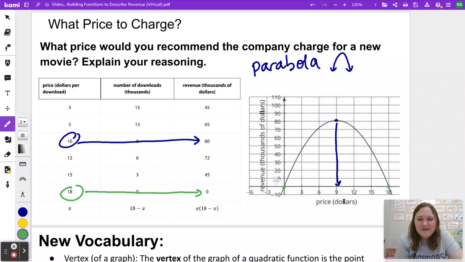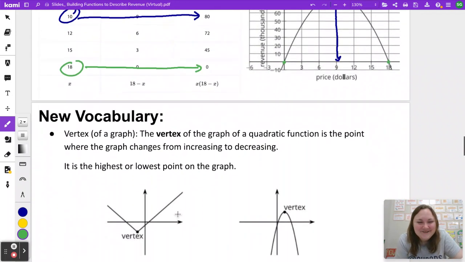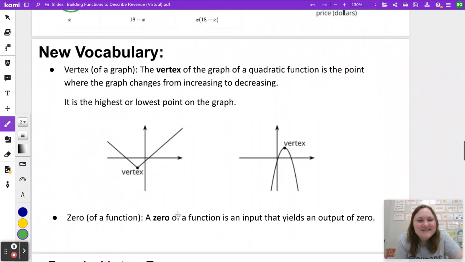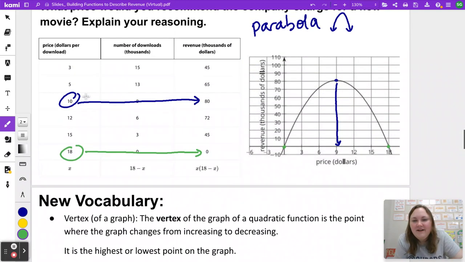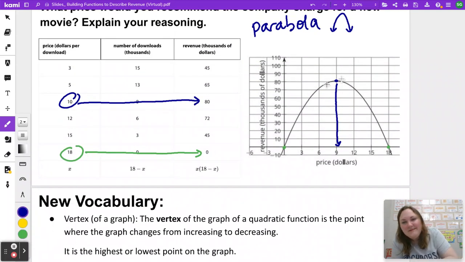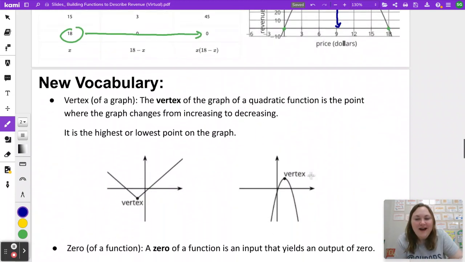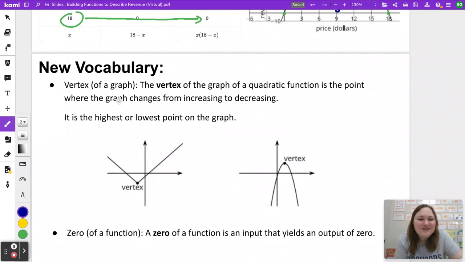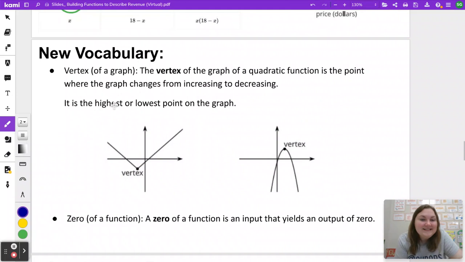These 3 points that we have marked on the graph are really important when you're trying to understand graphs of quadratic situations. And those 3 points have names. The first point is the vertex. Up here on this graph, the vertex was that point I marked in blue. The vertex of a quadratic graph is going to be the point where the graph changes from increasing to decreasing. And when you look at these graphs of parabolas, it is the highest or lowest point on a graph.